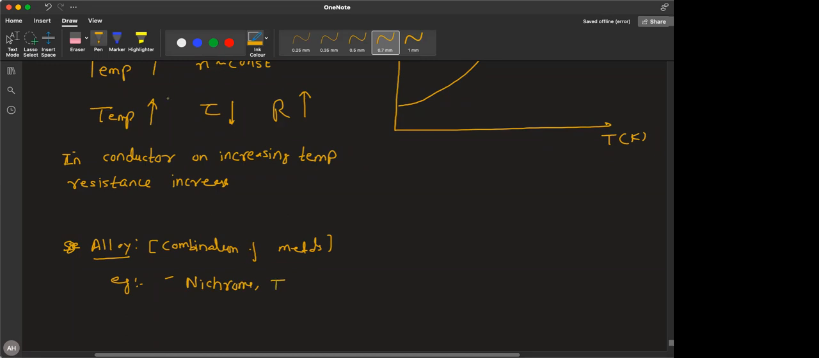Sir, in bulb, we, yes. So copper is an alloy. No, no, no. Copper is a metal. It's an element. Then we use manganese.